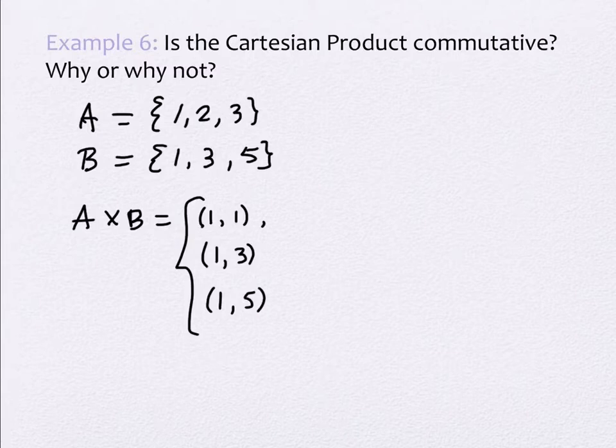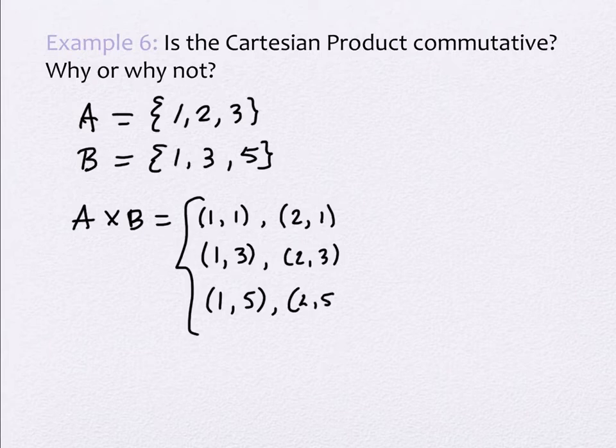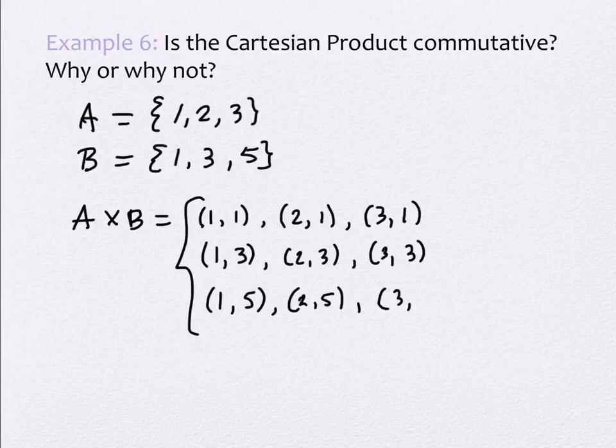I'll finish my diagram and then we can talk about the answer to this actual question. So I have 2, 1, 2, 3, and 2, 5. And then 3, 1, 3, 3, and 3, 5. So this is a Cartesian product. It is a set of ordered pairs. That's what it is, a set of ordered pairs. All right, so the question is that if I wrote down A cross B, which I did, make it a little bit smaller so I have more space.